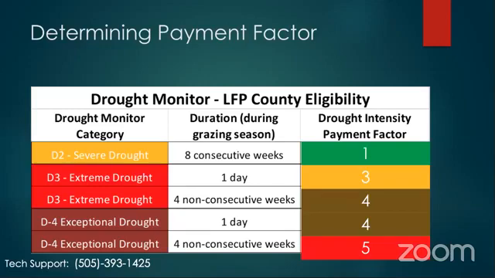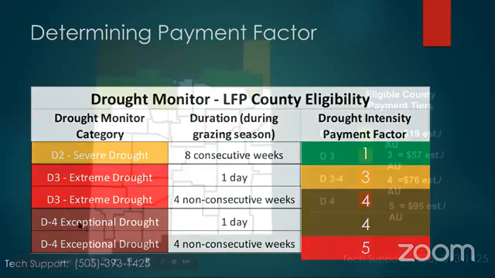And if they stay for 4, it doesn't have to be consecutive weeks, but if they stay in that bright red for 4 weeks, that's going to trigger a tier 4 payment. Or if they hit that D4, the extremely exceptional drought, which looks like a dark maroon to me, if you even hit that for 1 day, you're at a tier 5. And then if the county stays in that most severe D4 for 4 non-consecutive weeks, that county will max out at a tier 5 payment. And get the next slide, please.